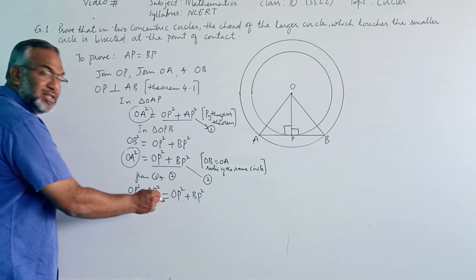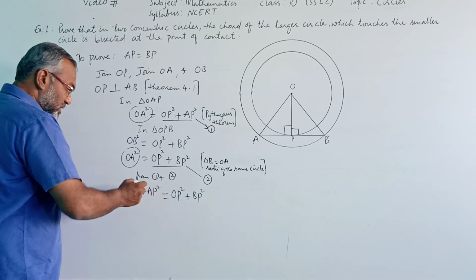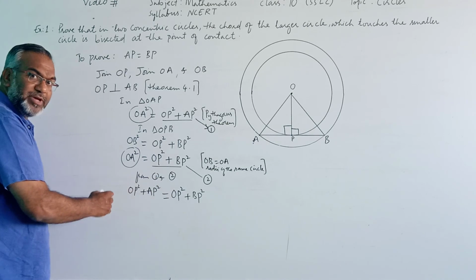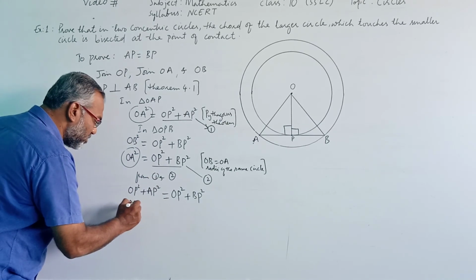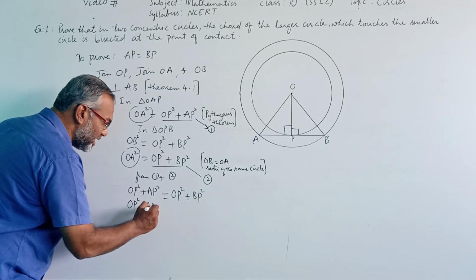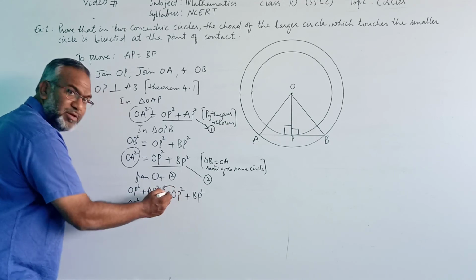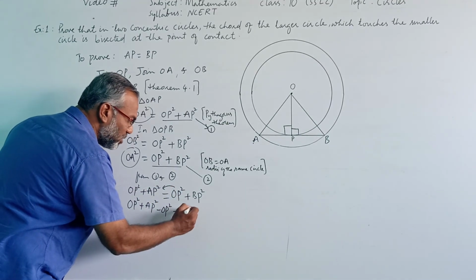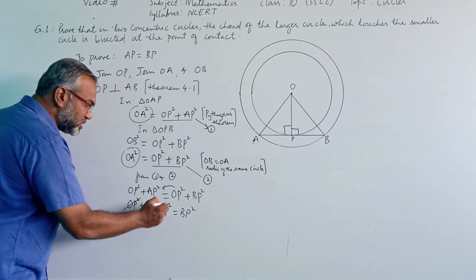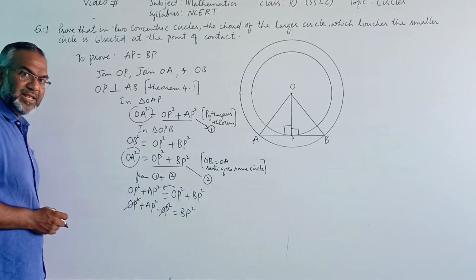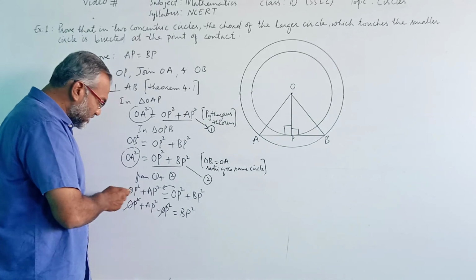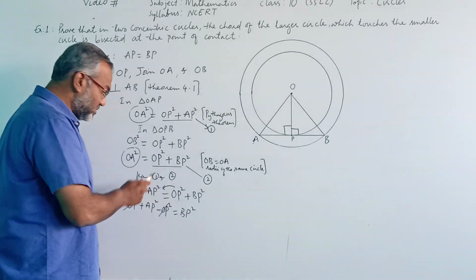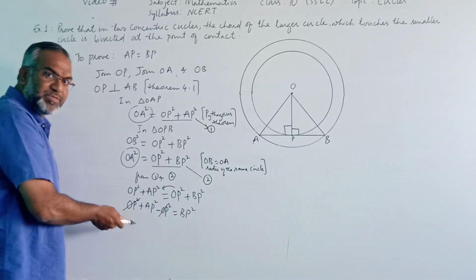Can we cancel? Yes, of course, because if I transfer this OP here, it will become negative. Let's say OP square plus AP square. Take this OP square here, plus will become minus, OP square will be equal to BP square, right? This positive OP square and negative OP square will get cancelled. You can cancel here also. That will be one step saved sometimes, right?